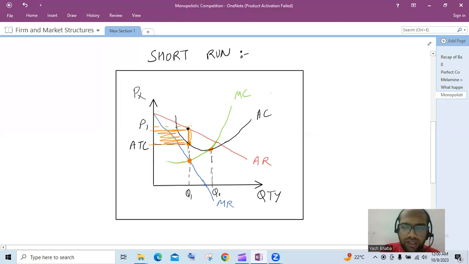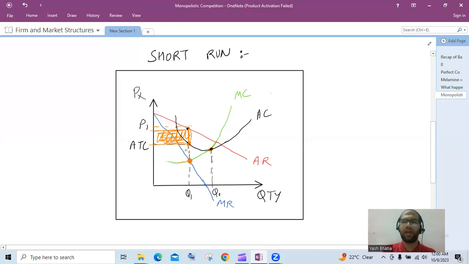So this point is your point of profit maximization level, and the highlighted orange area is the economic profit any firm can earn in the short run. Because in the short run, it can happen. There are new innovations in the market, new quality or new features that you have added in the product, and you are able to earn short-term profits in monopolistic competition.